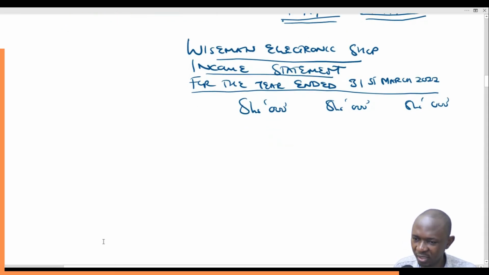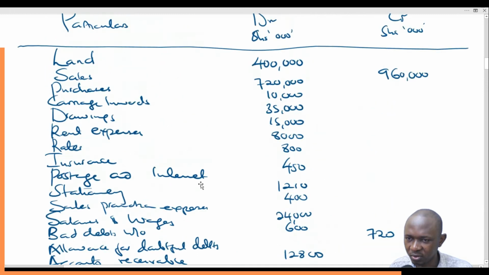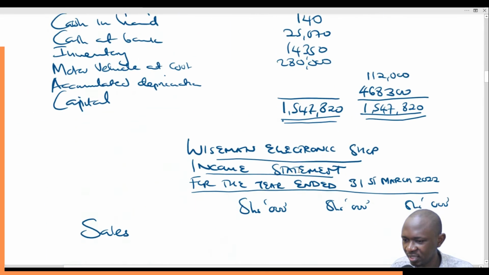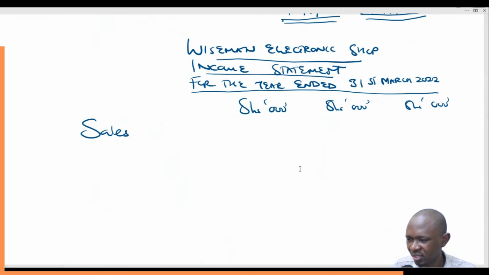And then we will always start with the trading account, and the trading account is made up of sales. So sales less cost of sales. Our sales we just pick from here. Our sales is 960,000. Did you have carriage in the sales returns? No. So we just capture it at the outermost column like that, and then we say less cost of sales.